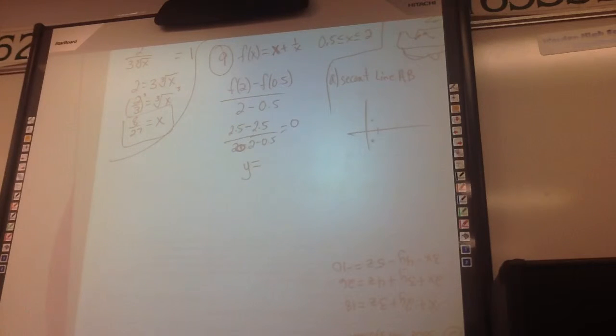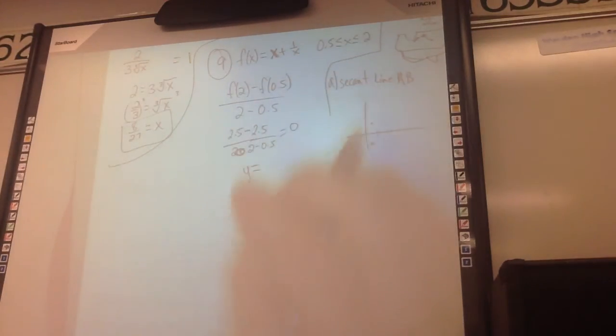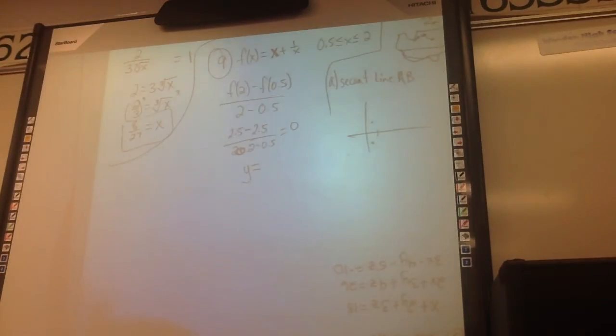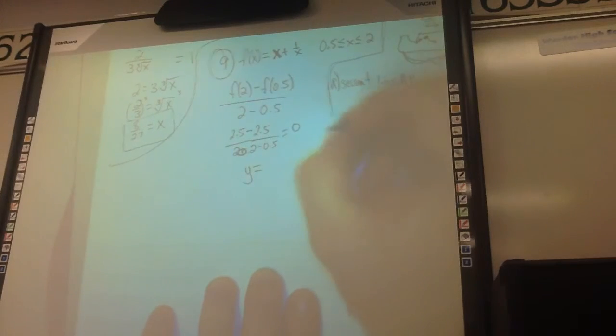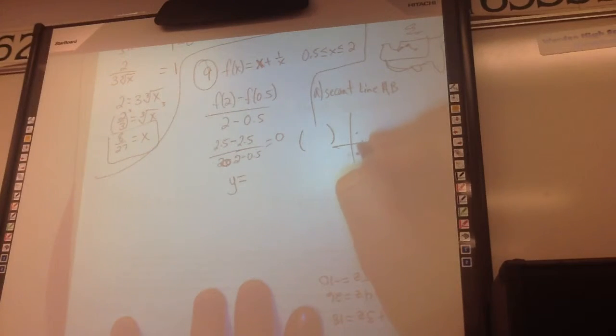Remember, we're finding a line through two points. We know the slope of our line is 0. So what is one of the points that the line goes through? Can you draw me a picture? It starts at x is 0.5. Is it up here? Is it down here? Is it way up here?